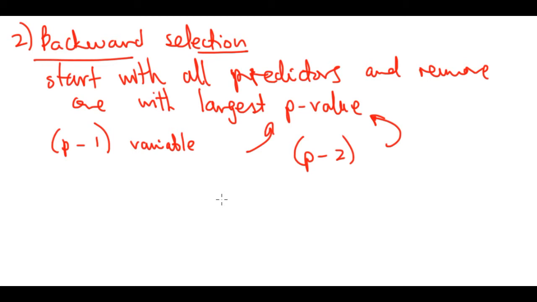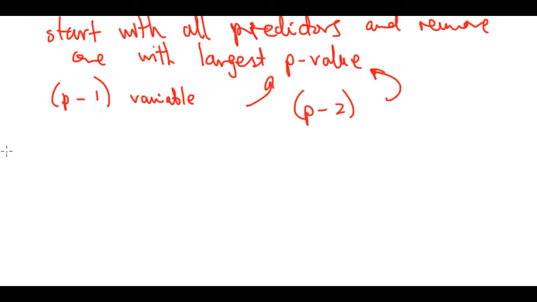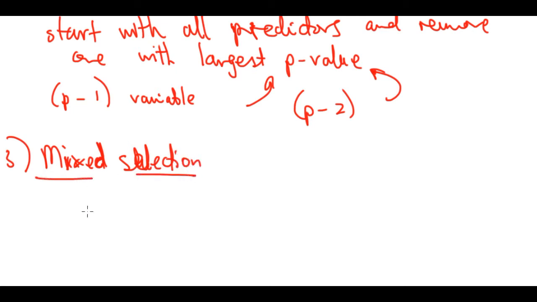So now the third one, as I'd say 2, but then the third one is not really a method on its own, but it's called mixed selection. It's called mixed selection because you'll be mixing forward. It is forward plus backward selection.